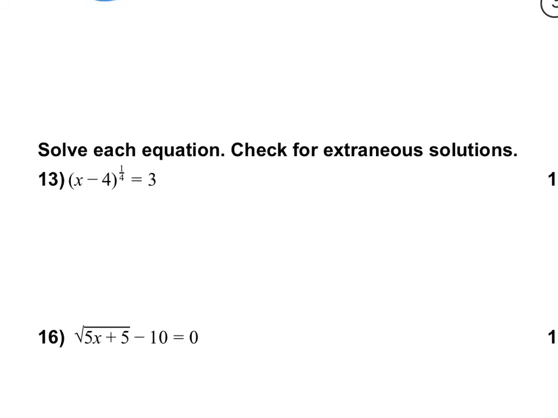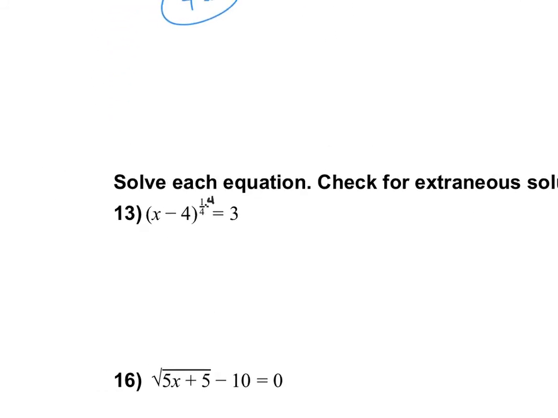All right, so 13, how we get rid of a 1/4 power, we put it to the 4 over 1 power. So x minus 4 equals 3 to the 4th power. 3 to the 4th power is 81. Of course, we just did that. We add 4 to both sides. X equals 85.